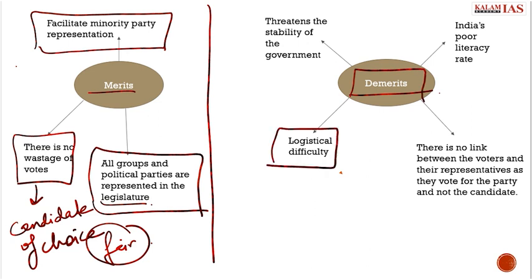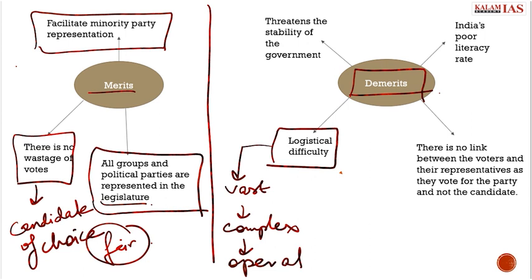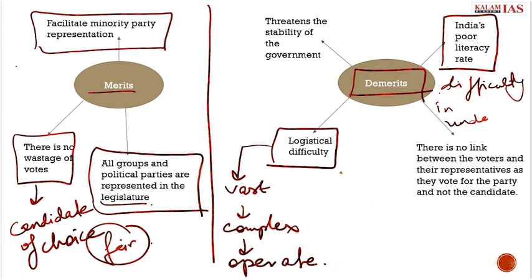Logistical difficulty. In a country as vast as India, this complex system can be very difficult to operate and implement. Also, India has a very poor literacy rate, so people can have difficulty in understanding the complexity of the system. Difficulty in understanding. Also, this can lead to more expenditure.